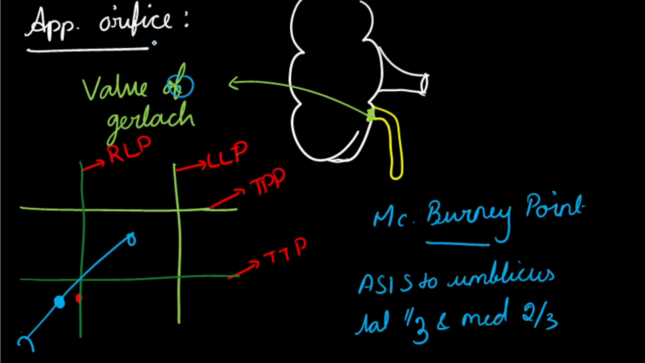Now regarding the appendicular orifice, this opening is guarded by the valve of Gerlach, which is a semilunar mucosal fold. Regarding the surface anatomy of the valve of Gerlach, it is 2 cm below the transtubercular plane on the right lateral plane. And now let us talk regarding McBurney's point. The line joining the anterior superior iliac spine to the umbilicus is divided into lateral one-third and medial two-thirds, and at that point we will be having maximum tenderness during appendicitis.